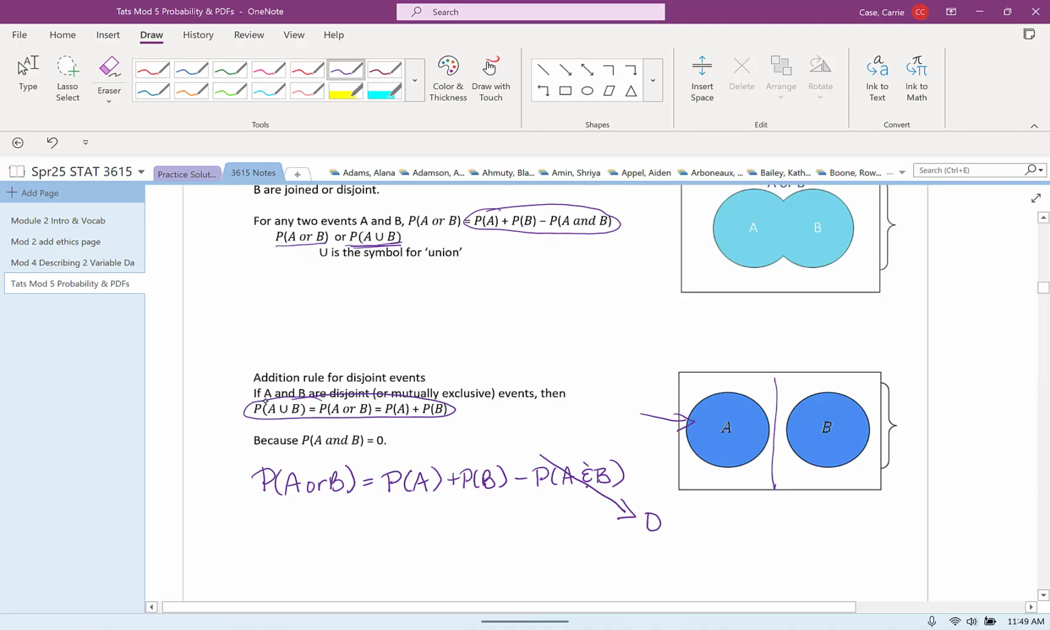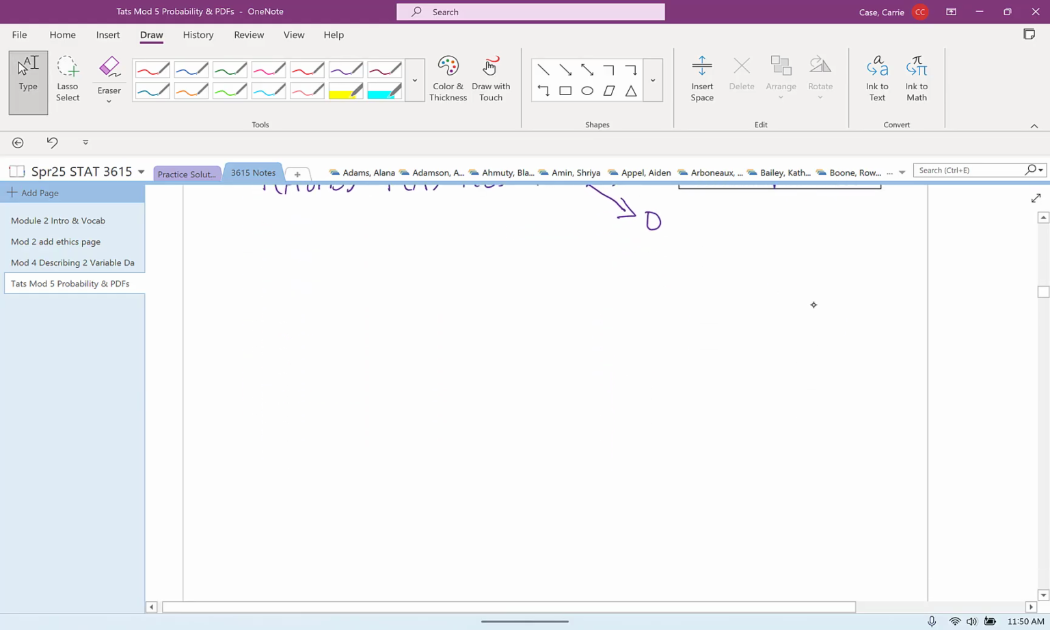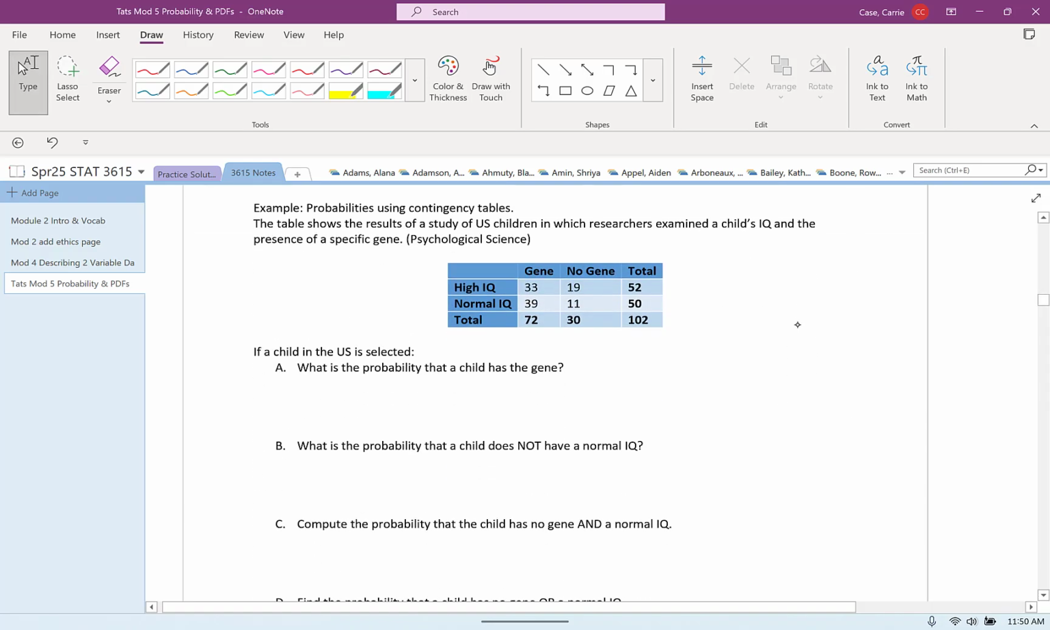All right, so I've gone through a whole lot of theory and a whole lot of equations, but how do we apply these things? Most of the time, there's a lot of logic applied here and students get it, but there are a couple of times where this is a struggle for students, and I'm going to point those out. So we're going to use a contingency table. The table shows the results of a study of U.S. children in which researchers examined a child's IQ in the presence of a specific gene. This is from Psychological Science. So if a child in the United States is selected, what is the probability that the child has the gene? So we just want the probability of the gene.